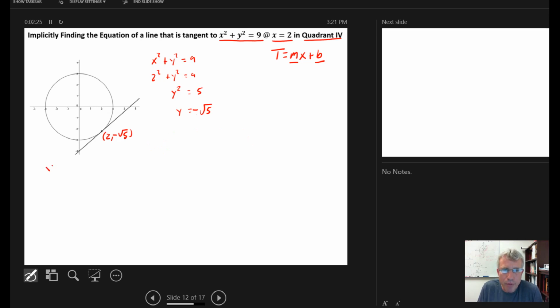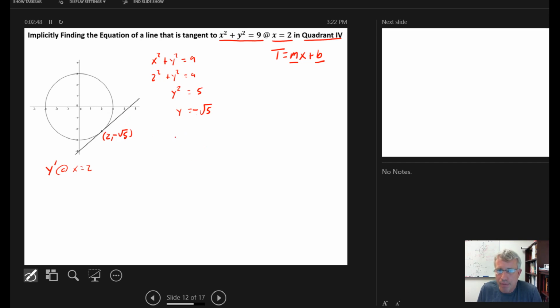Now we know that we need to know y prime when x is equal to 2. So we need to know the derivative at x equals 2 in quadrant 4. And I've drawn the tangent line in already. You can see that the tangent line slope is positive because the line's going uphill. So we know if we get a negative slope, we've made a mistake.